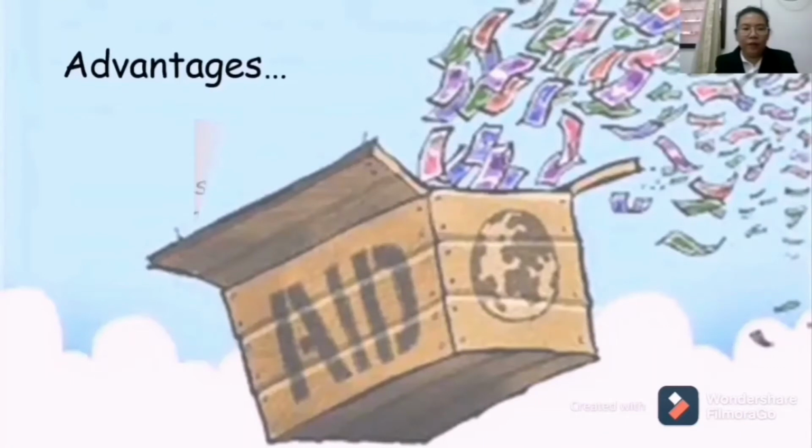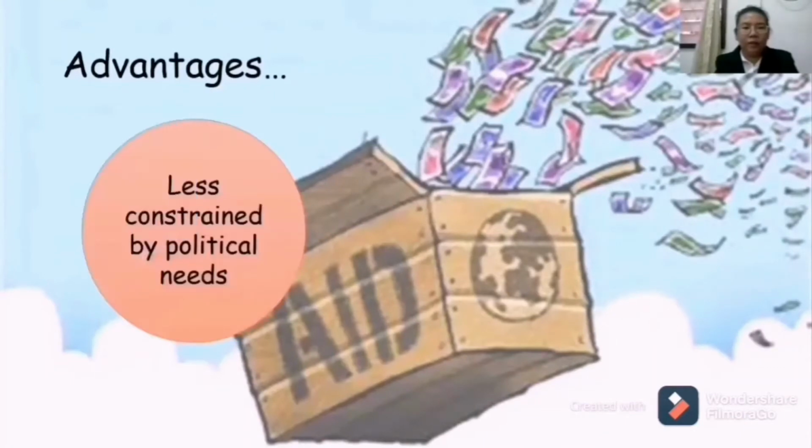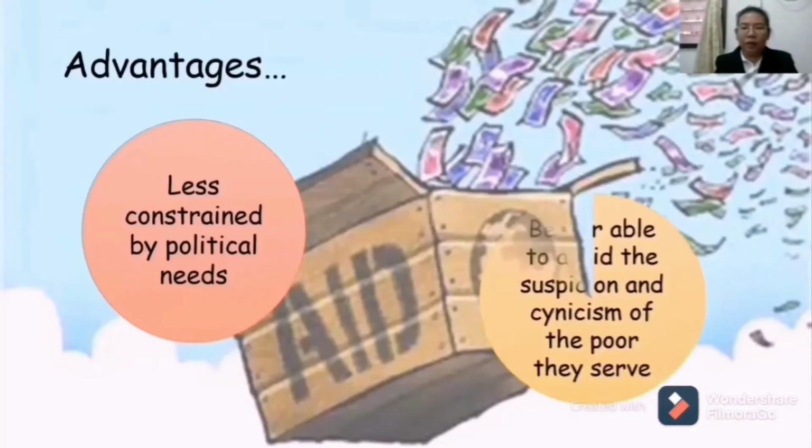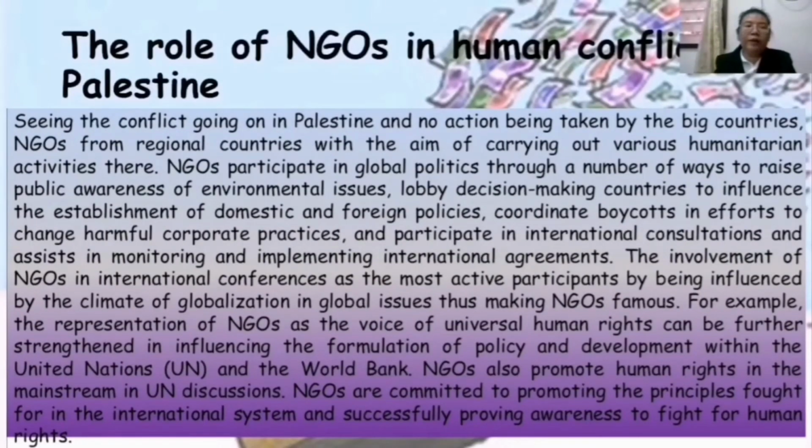They have two advantages here. The first one is that they are less constrained by political need. NGOs are able to work more effectively locally with the people they are trying to help than the bilateral and multilateral aid programs. The next is that NGOs are better able to avoid the subsidy and dependency of the people they serve, because their help is not received for long or may be short-lived.